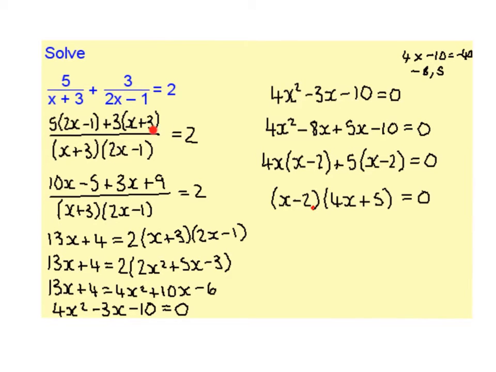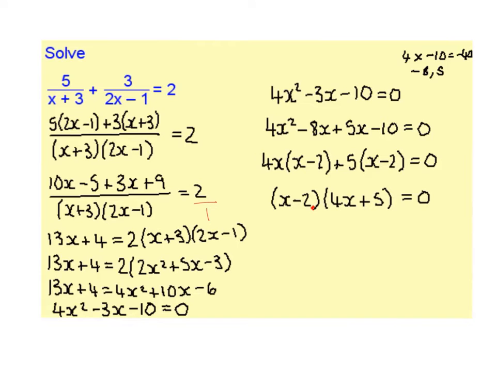Then we multiply out our brackets and our numerator. 5 multiplied by 2x gives us 10x. 5 multiplied by minus 1 gives us minus 5. 3 multiplied by x gives us 3x. 3 multiplied by 3 gives us plus 9. And again, this is equal to 2. I'm going to change the 2 to 2 over 1 because any whole number can be put over 1. Then I'm going to simplify the top of my fraction. It's going to be 10x plus 3x will give me 13x, and minus 5 plus 9 will give me 4.